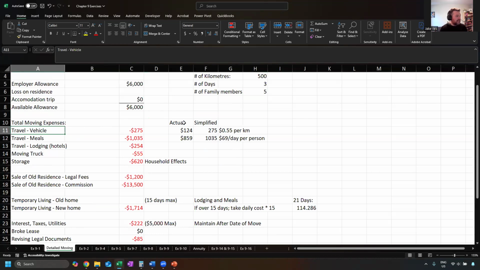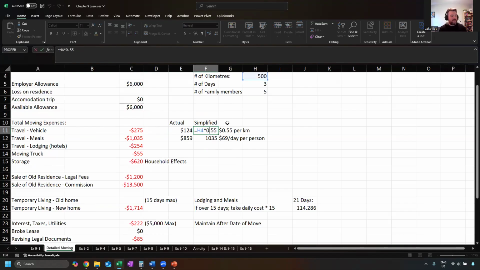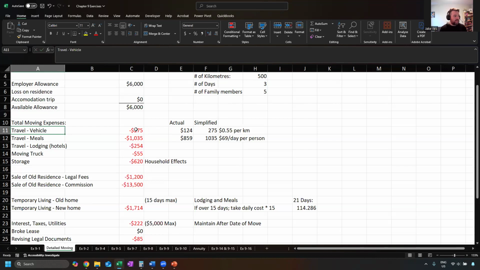So our detailed expense version looks at our actual payments. When we were traveling, we actually paid $124 in gas. But if you look at the simplified method, we get 55 cents per kilometer. So 55 cents per 500 is $275. We see our actual paid was less than the simplified, so let's opt for the simplified. Our travel for our vehicles was $275.